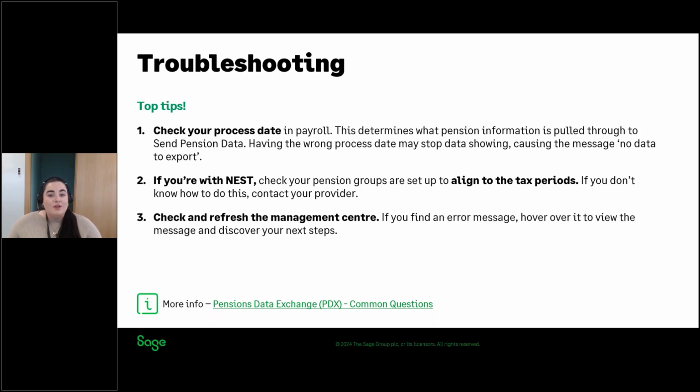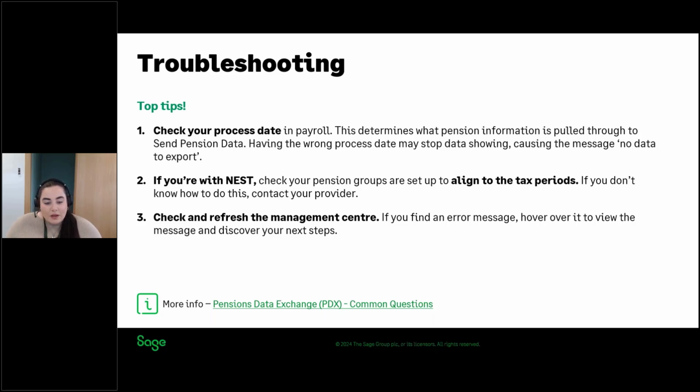Third top tip is to check and refresh the management center. So as we now know, the management center is where you pull through those pension provider details and then feed those back to Sage 50 Payroll. So it's what ultimately connects both sides together. Now, if you are having issues with send pension data or submitting that at all and you can't quite figure out why, I would advise going to the management center, and you can get to that via the pensions module settings in Payroll. I would advise refreshing it and just seeing if it does pull through any error messages.